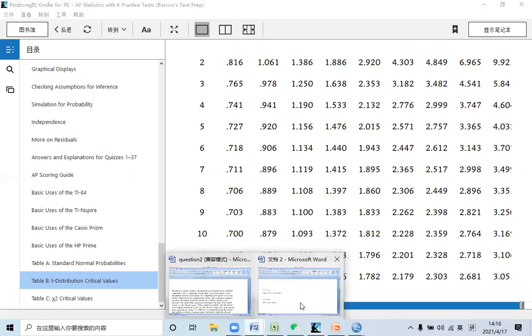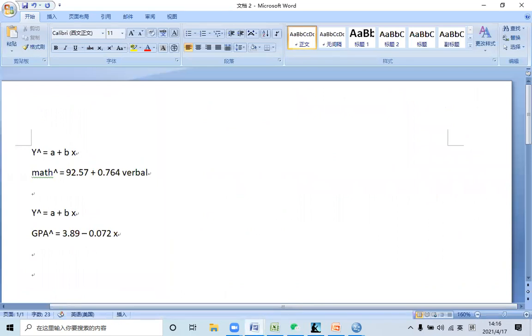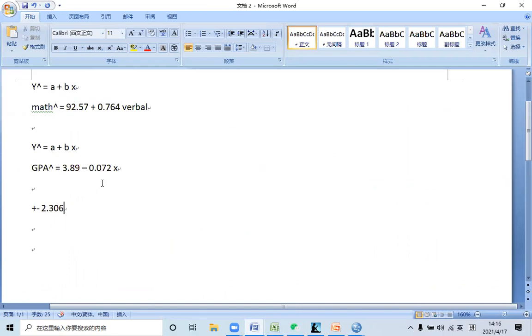2.306, so 2.306 plus or minus 2.306. Those are the boundaries, upper and lower boundaries for the interval. And now we need the standard error. So this would be times the standard error. What would be the standard error here?